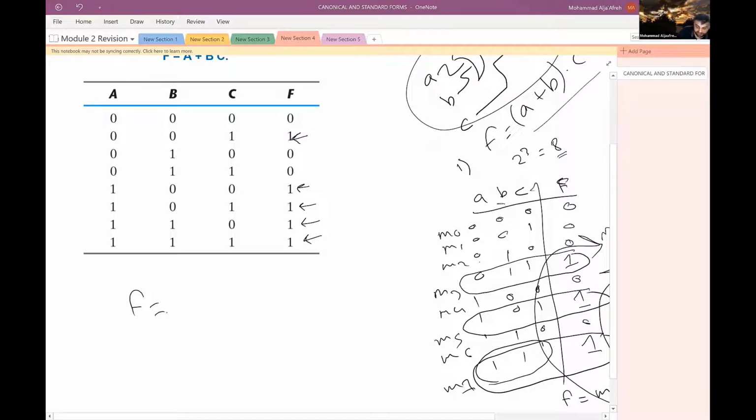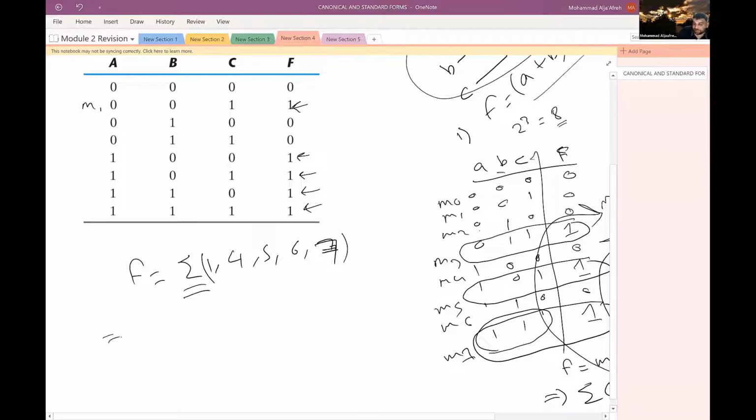So F can be described as the sum of M1, 4, 5, 6, and 7. If I'm going to describe this function using the canonical sum of products format, I have to describe it using this equation, where you can rewrite it in terms of the min-terms. So you will say that it is A prime, B prime, and C, plus A, B prime, C prime. Please pay attention here. I would like to describe 0, 0, 1, this row. So that is A prime, it's 0, B prime, it's 0, and C is 1.